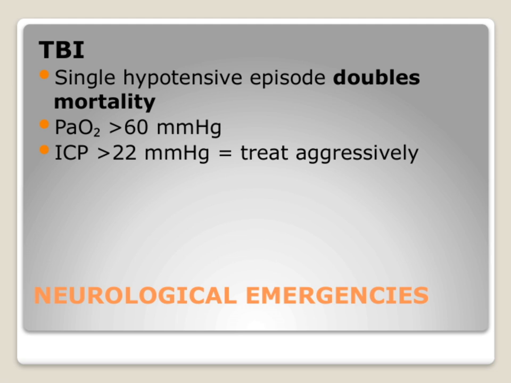Then, intracranial pressure, or ICP, is another critical factor. If ICP exceeds 22 mmHg, we need to treat aggressively to reduce pressure and prevent further brain damage. Finally, remember that these are neurological emergencies. Prompt recognition and management of these parameters can make a real difference in patient outcomes. So, always keep these thresholds in mind when caring for someone with a TBI.